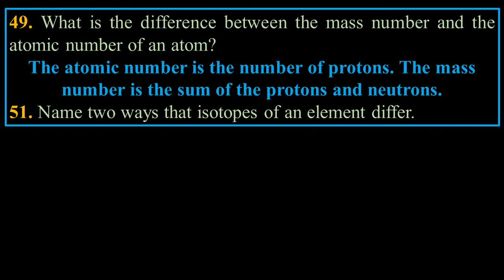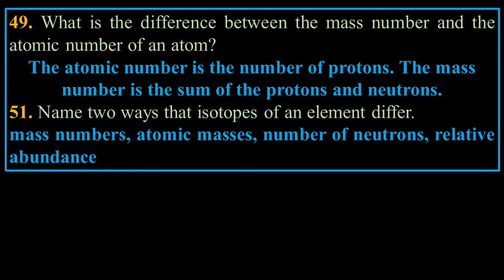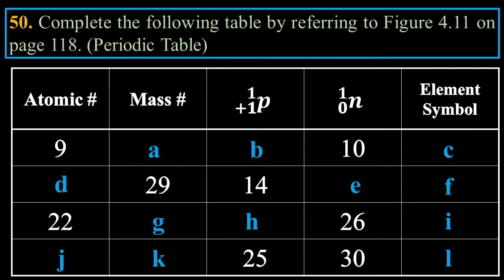Name two ways that isotopes of an element differ. Well, they're not different, other than the mass number, atomic mass, number of neutrons, and relative atomic abundance. Chemically, they are identical.